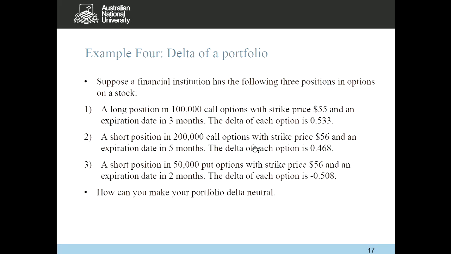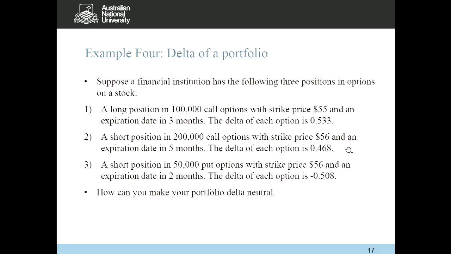So again, the question gives you the delta as if you take a long position in the option, it's positive 0.468. But we know when you short a call, you always get a negative delta, right? So automatically, when you read the question, you write negative 0.468 on the side.